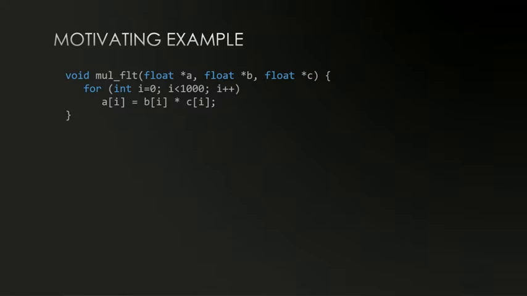So we're going to be spending a little bit of time on this code right here. It looks a lot like that last example that I just gave about vectorization. It's the same for loop. It's the same inside: A sub i equals B sub i times C sub i.